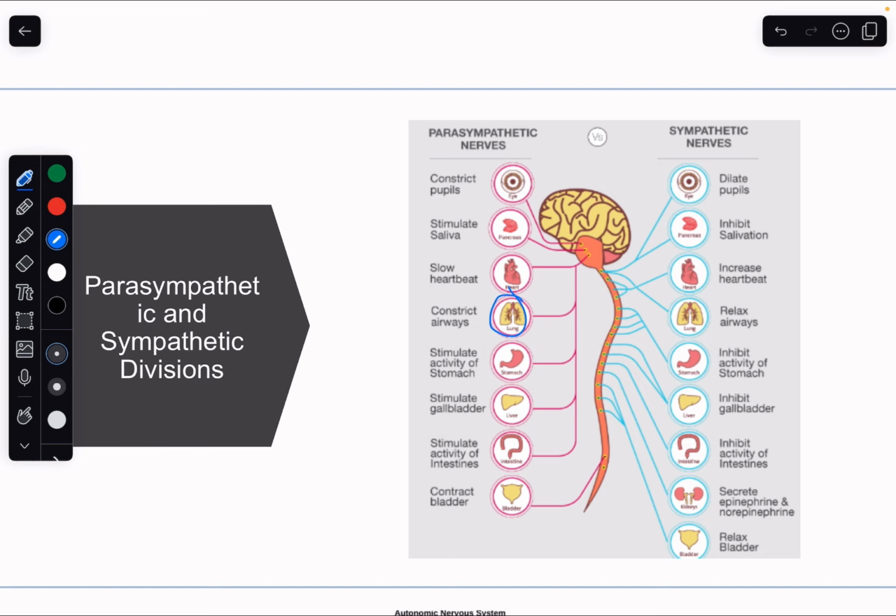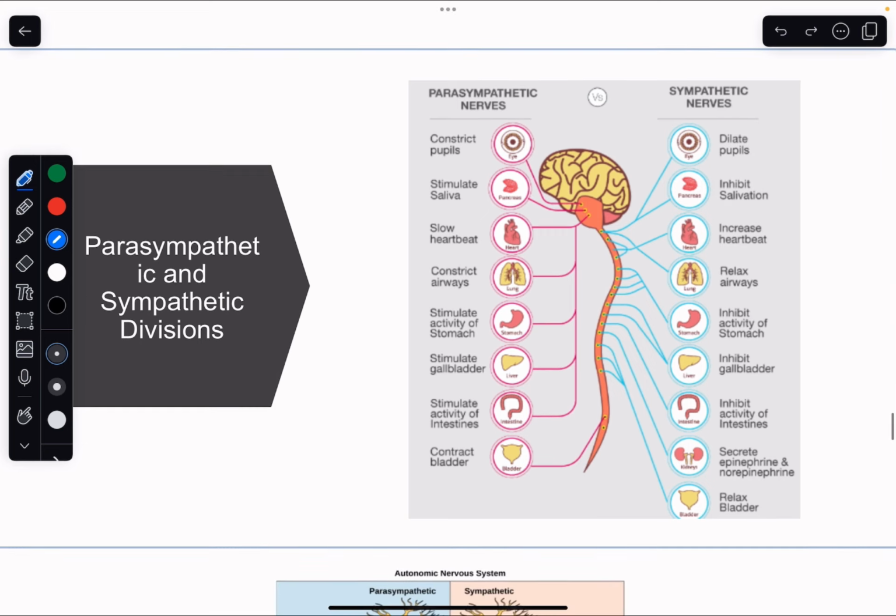Parasympathetic constricts the airways, and then the sympathetic relaxes the airways, so you can breathe more. Parasympathetic stimulates activity of the stomach, whereas sympathetic inhibits activity in the stomach, because for sympathetic, your body wouldn't need to be digesting food when you're in the fight or flight mode, right? For parasympathetic, it stimulates the gallbladder, and then sympathetic inhibits the gallbladder. Parasympathetic stimulates activities in the intestines, whereas sympathetic inhibits.